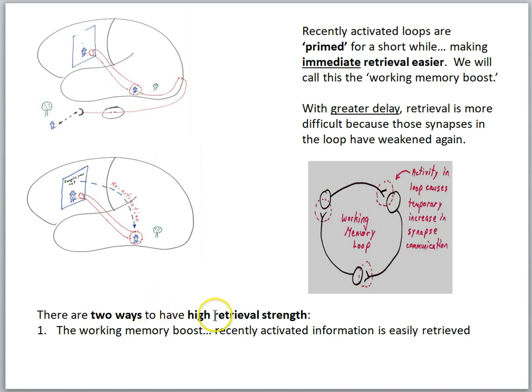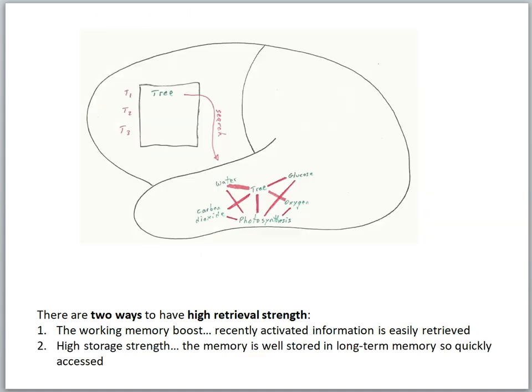So one way to have high retrieval strength is if we were just thinking about something and then we get the working memory boost. And the other way to have high retrieval strength is that the memory is well stored in long-term memory, so it can be quickly accessed with the right cues. And in a previous lesson, we learned about the semantic memory system as concepts that are linked into networks, and if they are strongly linked and interconnected, then the proper cues can quickly reactivate the relevant information. So high retrieval strength can be due to two things: the working memory boost, or well-stored information and properly cued for recall.